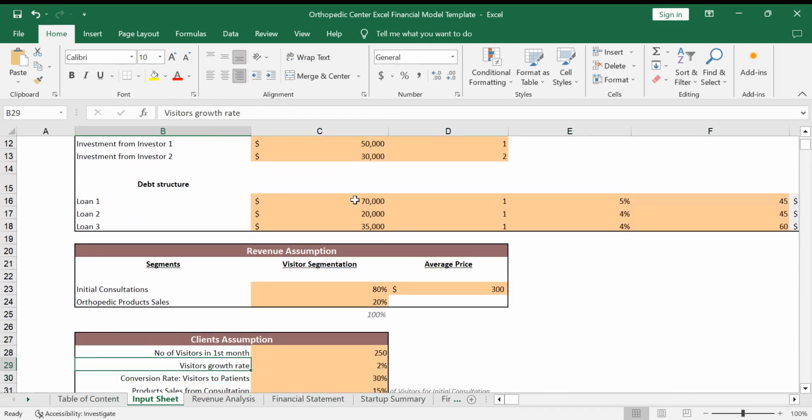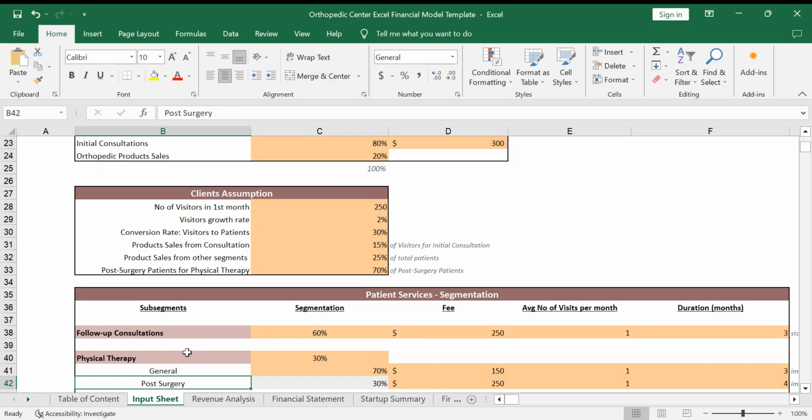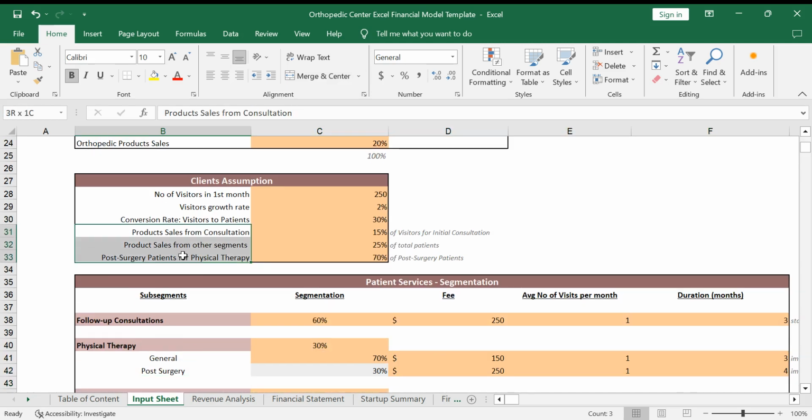Then we have the revenue assumptions, in which we have different segments. One segment is consultation and the other is orthopedic product sales. Then we have some assumptions about the clients: how many visitors we are going to have in the first month, what the growth rate will be, and how many of these visitors will convert into long-term patients. Also, we have taken into account inter-segment sales, that people from consultation may buy products, and there could be product sales from other segments too.